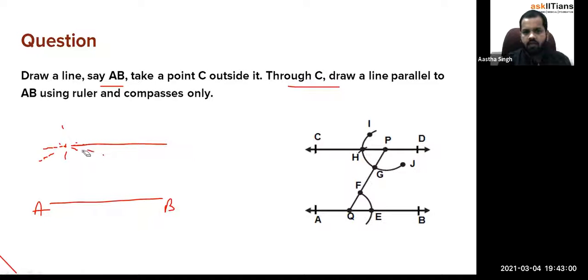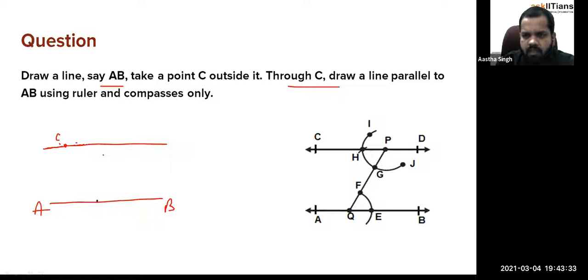You have to draw a line which passes through point C and is parallel to your given line. So this was your line, and your C point was there. You have to draw a line parallel to your AB and which passes through point C. You know that from point C infinite lines can be passed, but we are required to draw a line parallel to line AB that passes through point C. How will you draw?